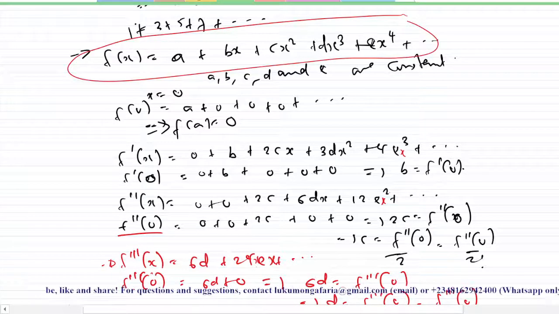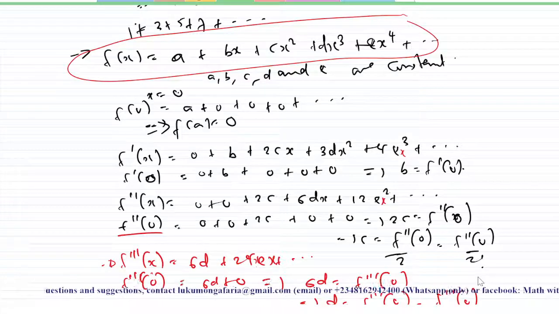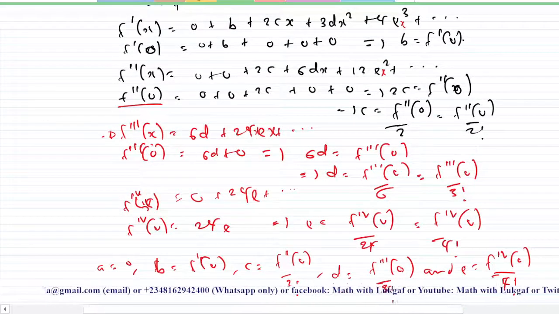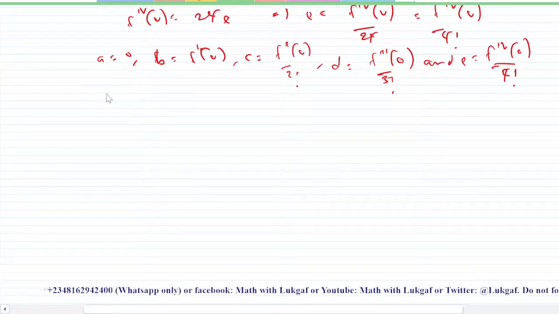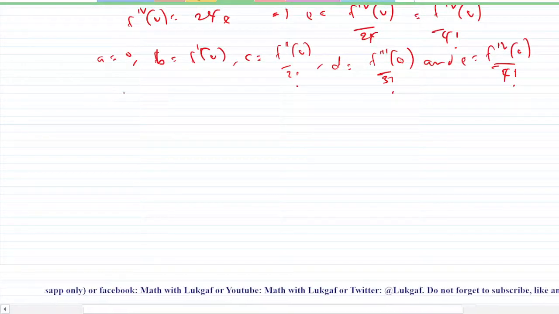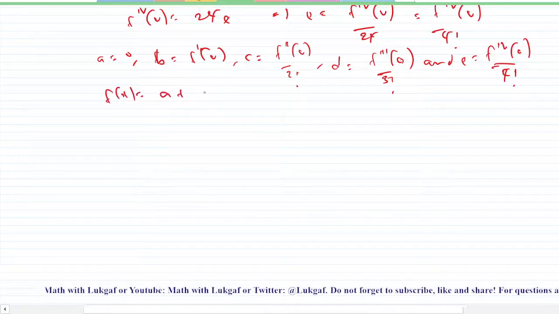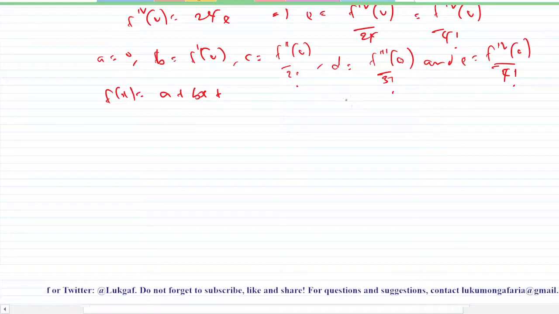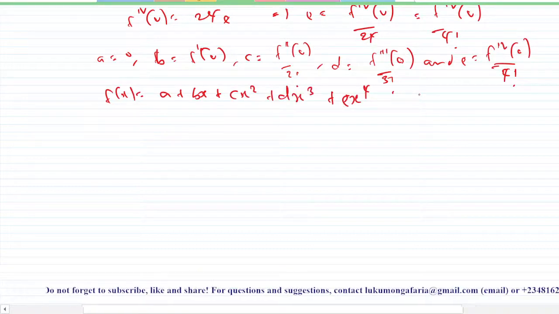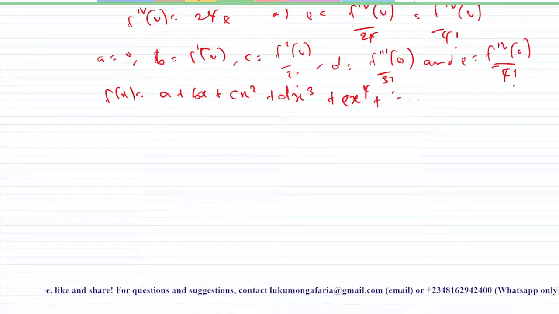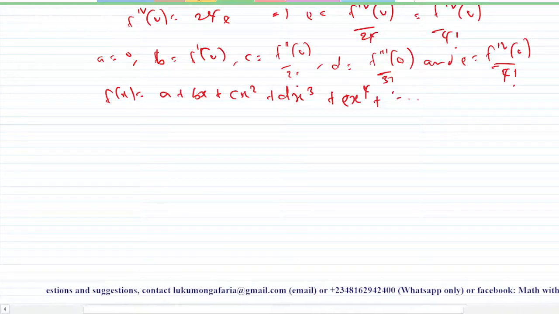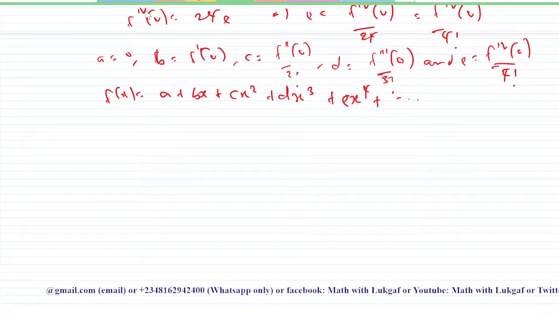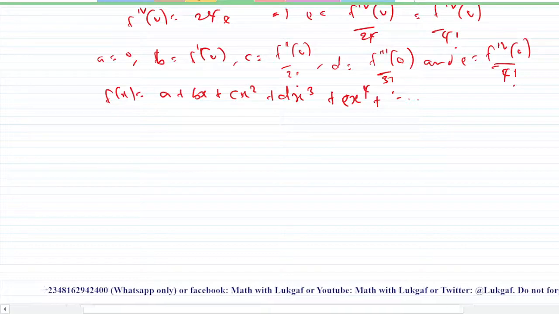So if you go back there, then I'm going to have that my f of x, recall that your f of x we said is equal to a plus bx plus cx squared plus dx cubed plus ex raised to power 4 plus dot dot dot. Because that is in an ascending power of what? In an ascending power of x.